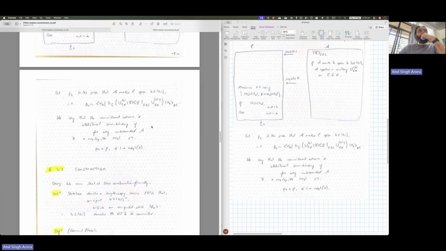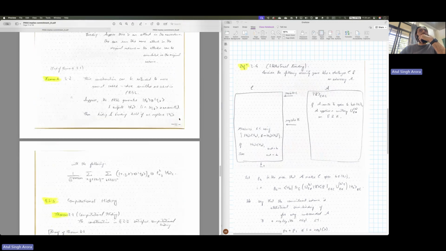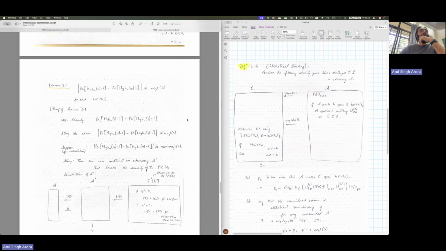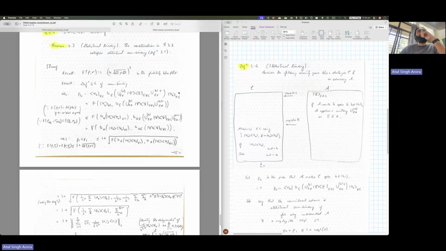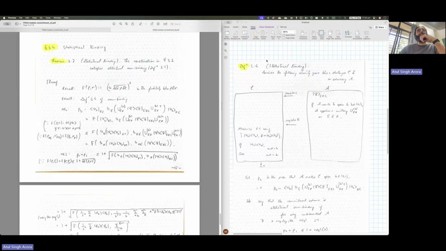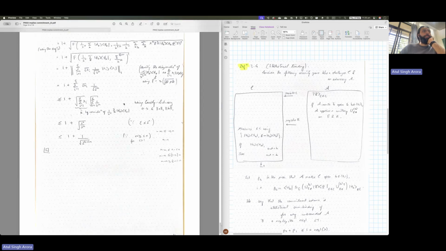Okay, so what we're going to do now is show that the construction satisfies statistical binding. We already showed computational hiding, so that part is done, and the statistical binding is actually going to be just this much, right? It's very simple.